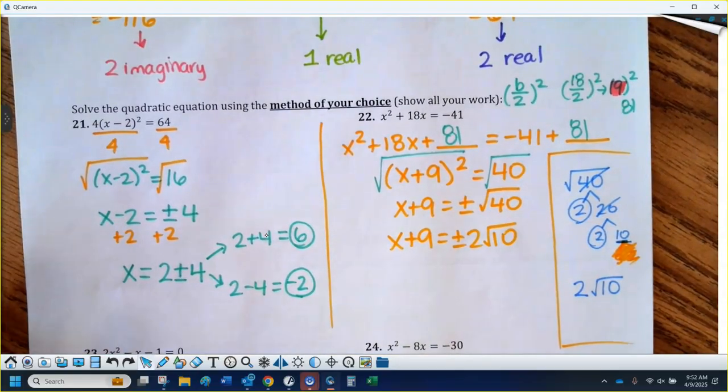Now, I see a radical, right? I see that 2 radical 10. I have to do one more step, but you won't do like what we did on this last question where we can write 2 separate answers. We're going to just keep them together with the plus and minus symbol.